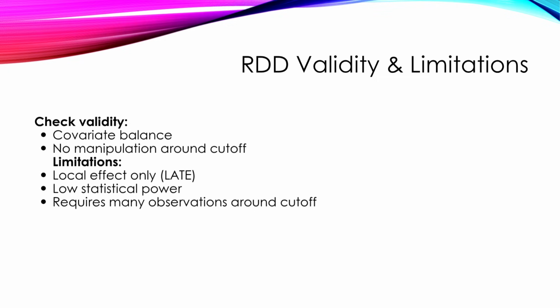If covariates aren't balanced, it suggests that individuals may have been able to manipulate their score on the assignment variable Z to gain eligibility, for example, taking a test until they pass, violating the local randomization assumption. But now let's take a look at the limitations of RDD.